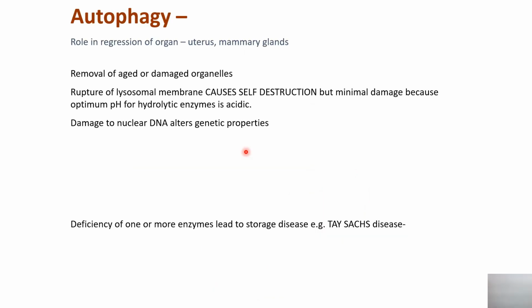Okay. Now, what is autophagy? The role in regression of organs, uterus, mammary glands. So, it basically is the removal of aged or damaged organelles. Rupture of lysosomal membrane causes cell destruction, but minimal damage because the optimum pH for hydrolytic enzymes is acidic. Damage to nuclear DNA alters genetic properties. So, deficiency of one or more enzymes can lead to storage diseases like Tay-Sachs disease.